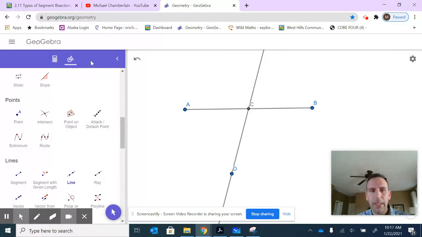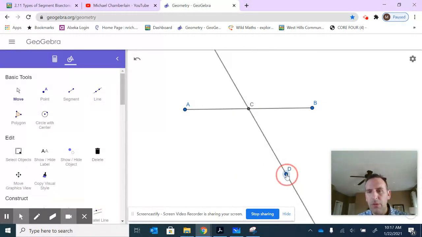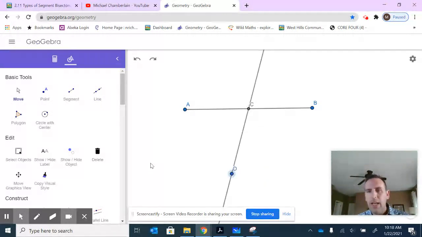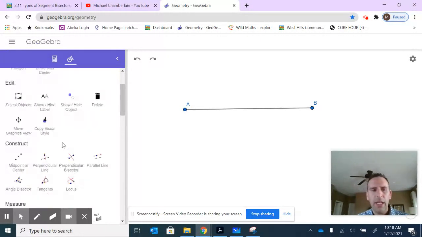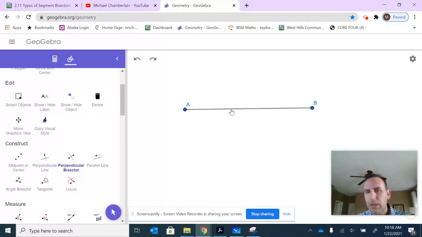That's also a bisector. Remember that these diagrams are dynamic, so even if I were to move D, that's still a bisector. And then the most important one, or what I think is the most important one, is the perpendicular bisector. Let me take away point C for a second, because construct has that as a choice. The third one is called perpendicular bisector. If you choose that, the directions say select 2 points or one segment. So I could click A, B, or I could just click on the segment itself. I'm going to click the segment anywhere you want, and it constructs a perpendicular bisector.